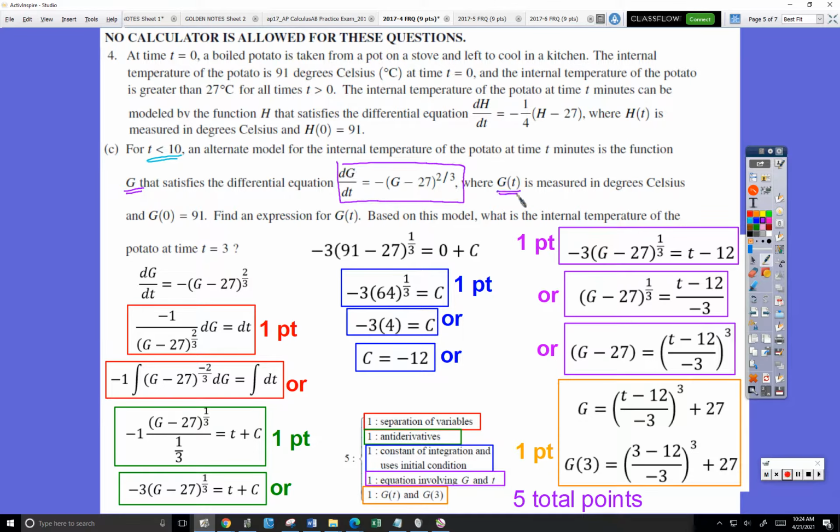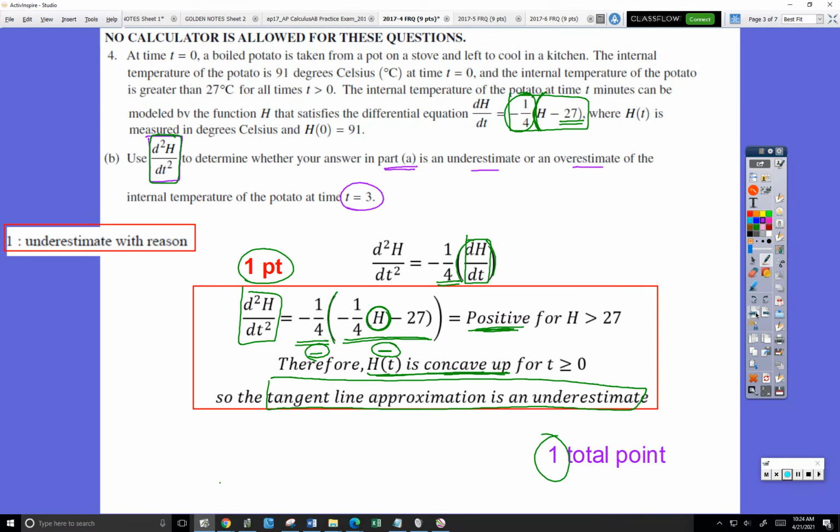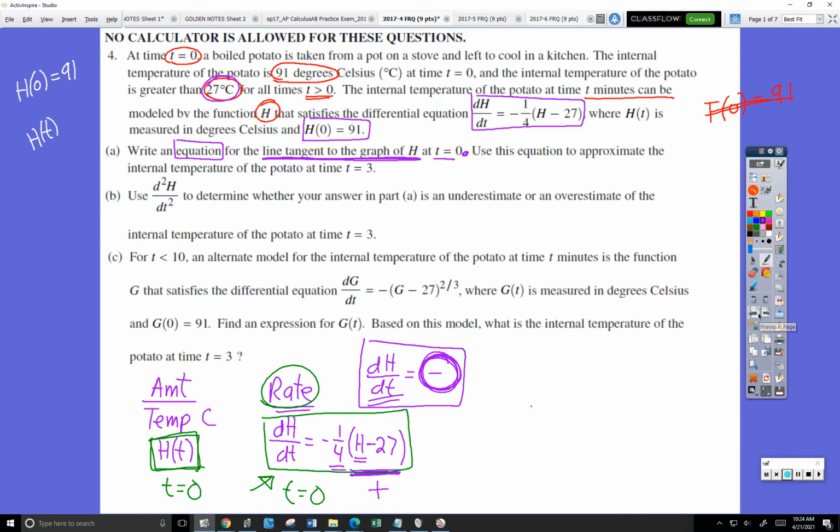G of t is measured in degrees Celsius. So we really have exactly the same situation we started with, just a different model. When we first read the problem, we said they're giving us a formula H, and then they're giving us the fact that H satisfies this differential equation, which means they were giving us an amount formula for calculating the temperature. And they were also giving us a rate formula for calculating the rate of change of the temperature. The rate of change would be degrees Celsius per time, in this case measured in minutes.